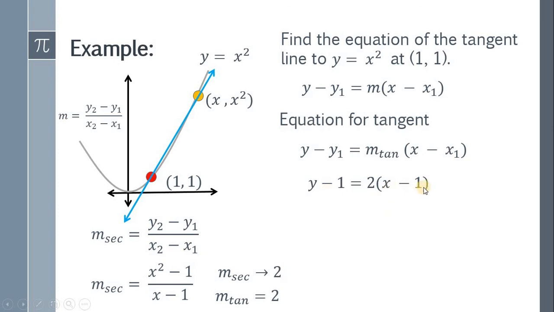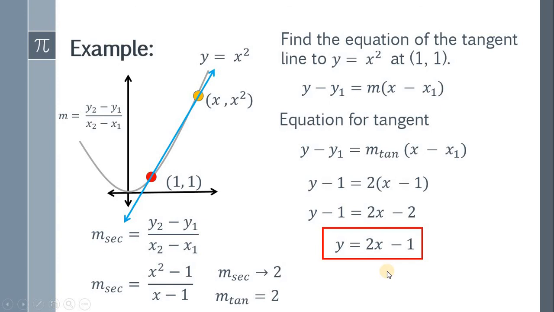Next, yung 1, once natin nakuha to, yung ating x sub 1 saka yung y sub 1 natin. Next, simplify natin. Y minus 1 equals to 2x minus 2. Plus 1 both sides, we have y is equals to 2x minus 1. And that's the equation of our tangent line.